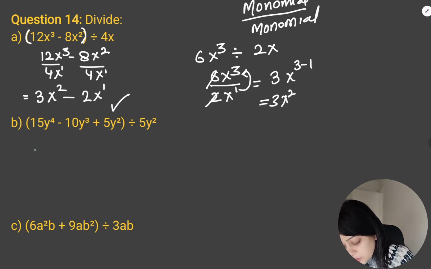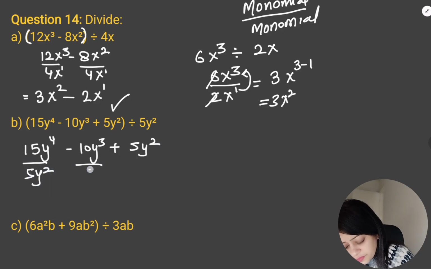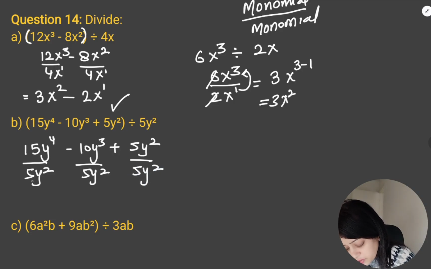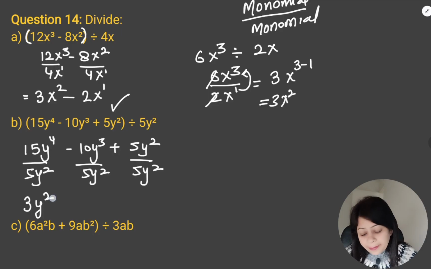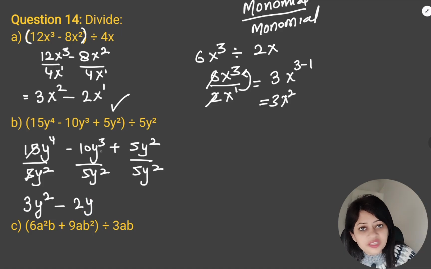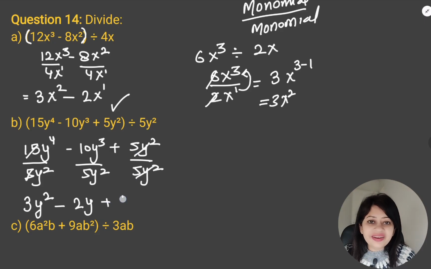Similarly, here we need to divide this bracket by 5y square. So I will separately divide all terms by 5y square. Now this thing you will get 3y square. Why? Because 15 divided by 5 is 3, and then you subtract powers. 4 minus 2 is 2. Minus 10 divided by 5 is minus 2. Y? 3 minus 2 is y raised to power 1. That means y only. Plus this will cancel out and will become 1, and done.